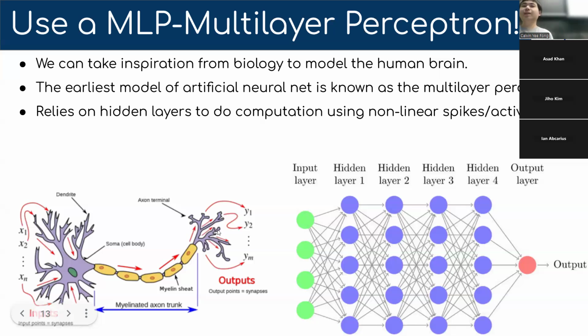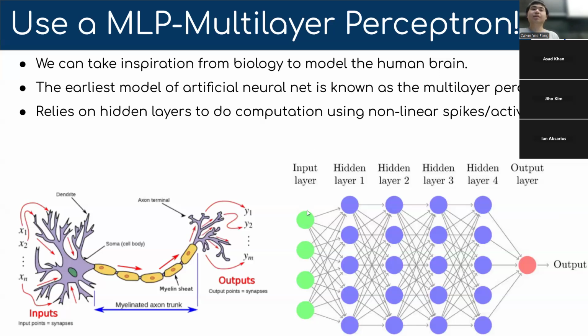Now, the details behind this biological model are very complicated. It's only been uncovered in the last 100 years or so. But in the end, we can simplify this biological model into a more artificial model, the so-called artificial neural networks, which is something like you see here. The picture on the right is an encapsulation of a multilayer perceptron. It's one of the earliest models of an artificial neural network, and it relies on this idea of hidden layers to do computations.